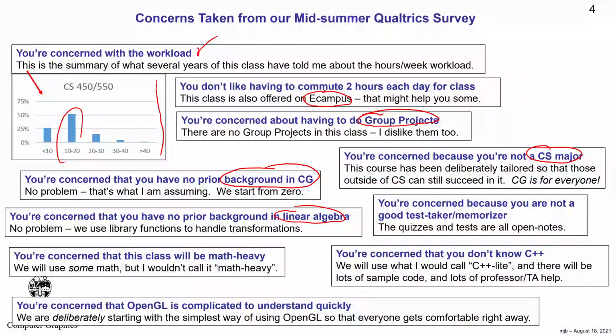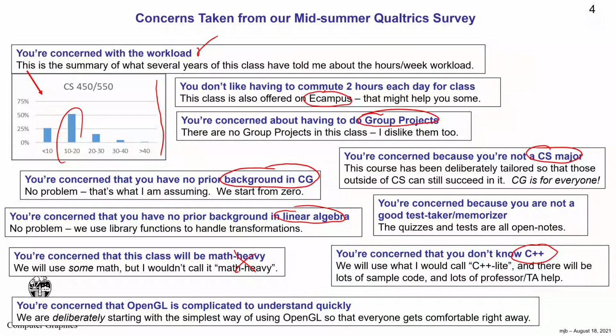You're concerned that this class will be math heavy. It has some math, but I wouldn't call it math heavy. Not in the super duper calculus differential equation sense. You're concerned you don't know C++. Well, as long as you have programmed in something, Java, Python, whatever, you'll be okay. I would describe what we do as C++ light. Now, we're not going to get deep into templates and other stuff. We're going to use it very lightly.